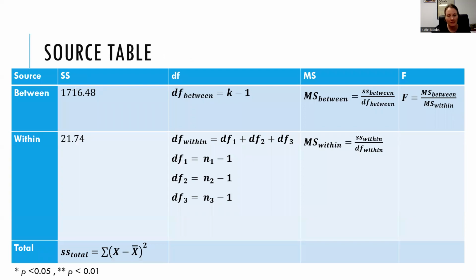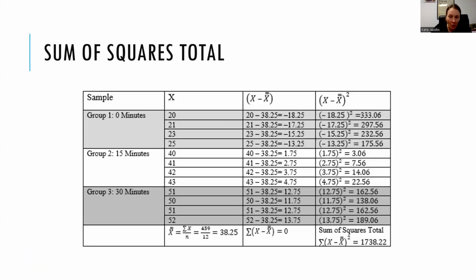So then we see that value is 21.74. We can go ahead and substitute the formula for the number that we calculated. That leaves us last with our sum of squares total. The way that we calculate this is we take each individual X value and we subtract the grand mean from it. So that's slightly different. So we go ahead and find those scores. Then we square those scores like we see in that last column. And then when we add all of those up, we get our sum of squares total.